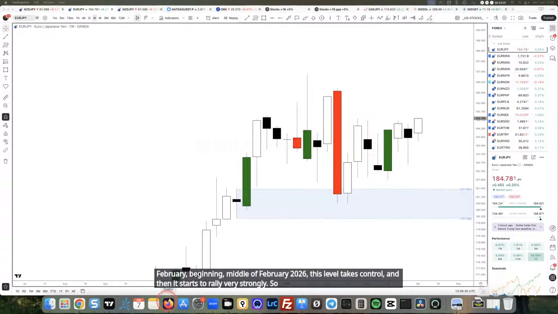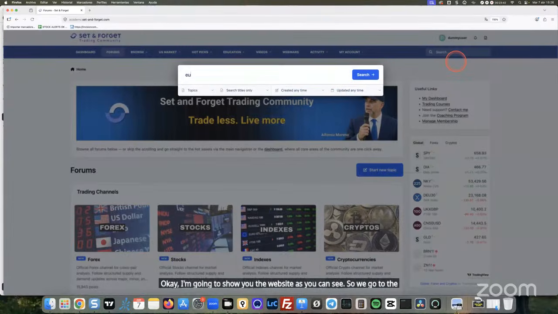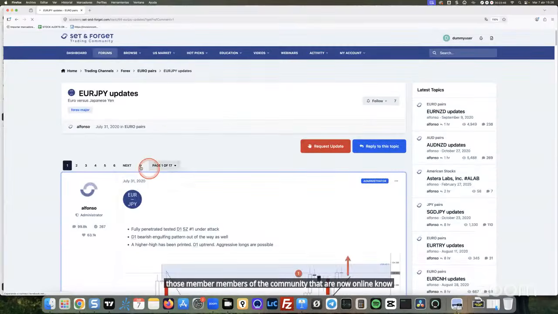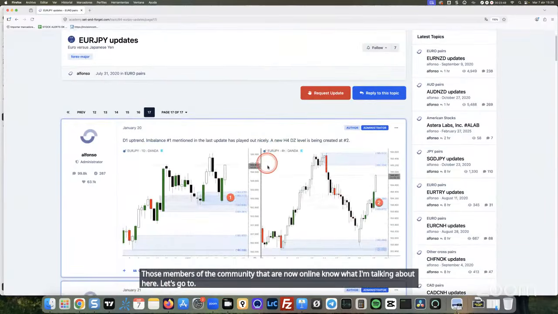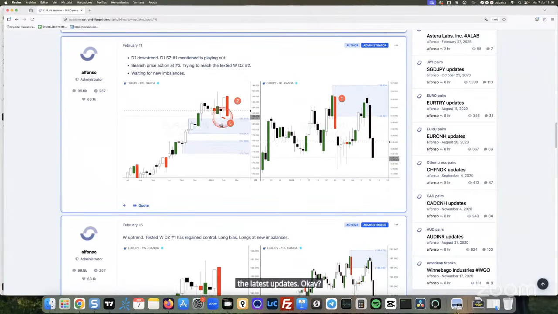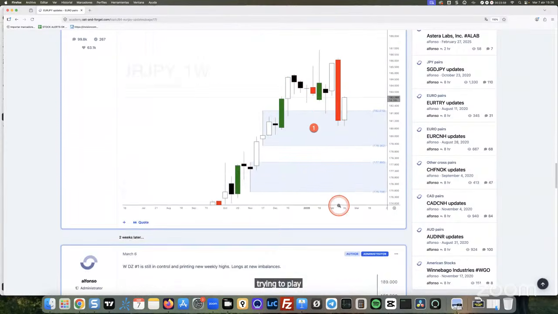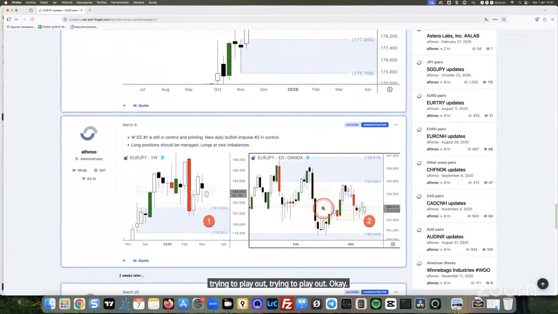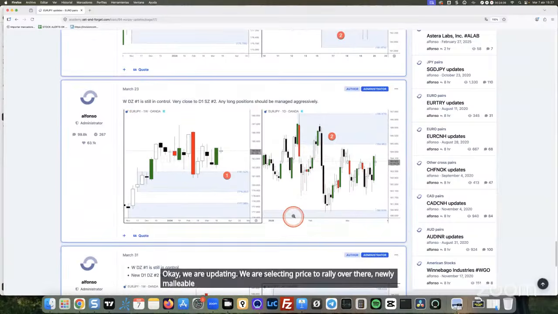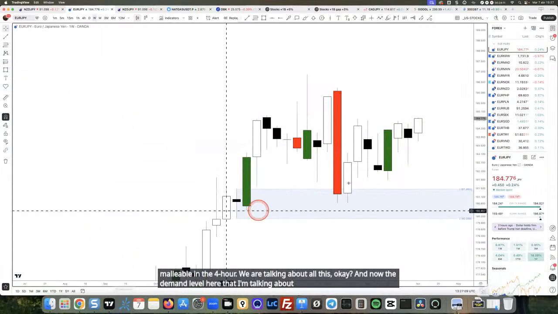So this here, okay, I'm going to show you the websites so you can see. So we go to the euro yen. Those members of the community that are now online know what I'm talking about here. Let's go to the latest updates. Okay, so the weekly demand level is playing out. I am updating. We're expecting price to rally over there. New demand level in the 4 hour. We are talking about all this. And now the demand level here that I'm talking about. Okay, so this is what's going on.